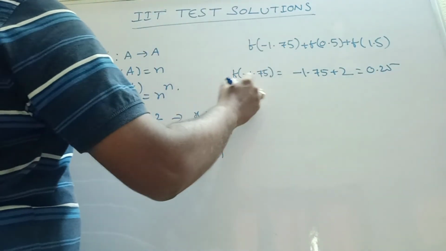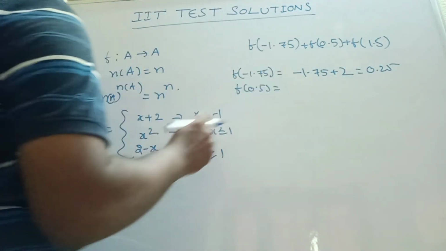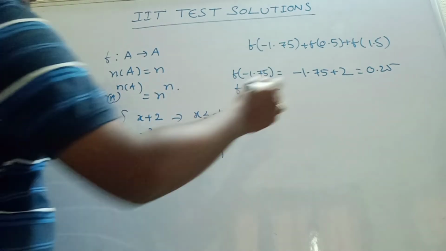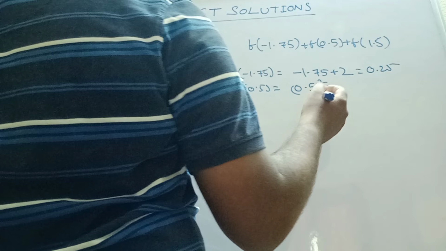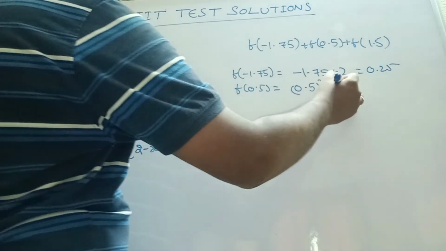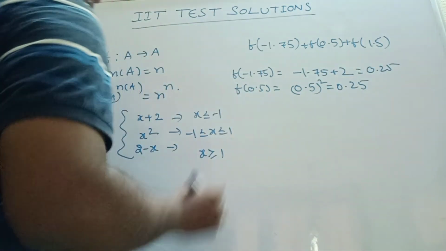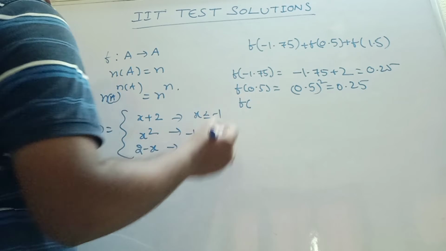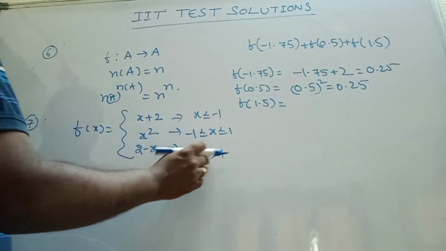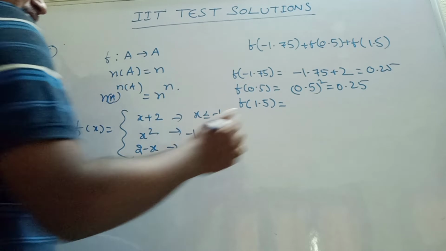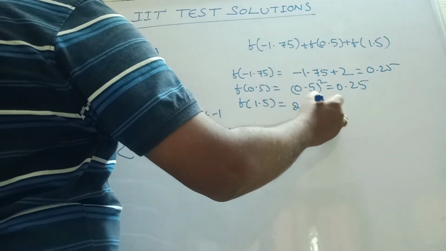Next, f of 0.5. f of 0.5 lies between minus 1 and 1. That is 0.5 whole square, which is 0.5 into 0.5, so we have 0.25. Next we have f of 1.5. This is greater than or equal to 1, so we take 2 minus x. 2 minus 1.5 we have here.